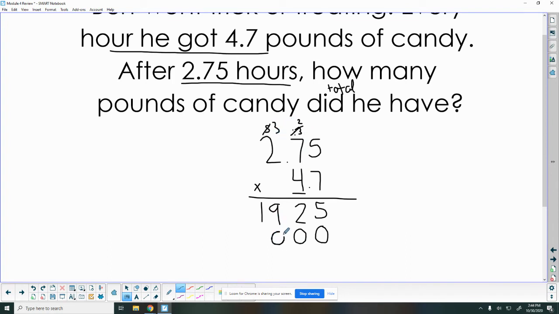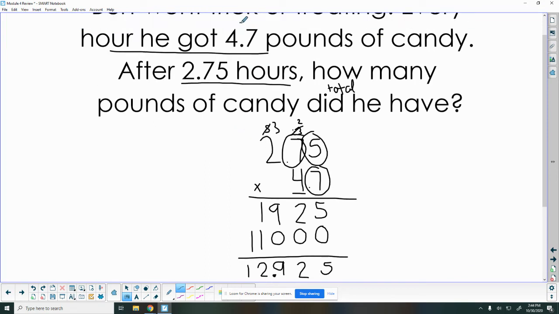So there's a lot of zeros here. And then 4 times 2 is 8, 9, 10, 11. So here I have 5, 2, 9, 2, and 1. But I have 1, 2, 3 decimal places. So 1, 2, 3. So after 2.75 hours of trick-or-treating, getting 4.7 pounds every time.